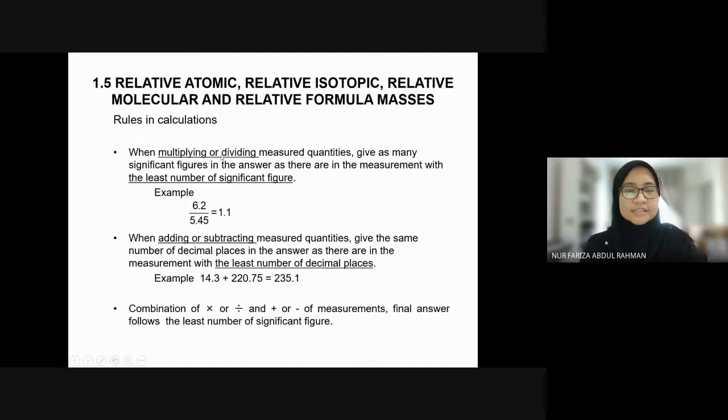This is just to remind you that we are starting to cover the calculation part of topic 1. So the basic rules in calculation that you should know: when multiplying or dividing measured quantities, give as many significant figures in the answer as there are in the measurement with the least number of significant figures.